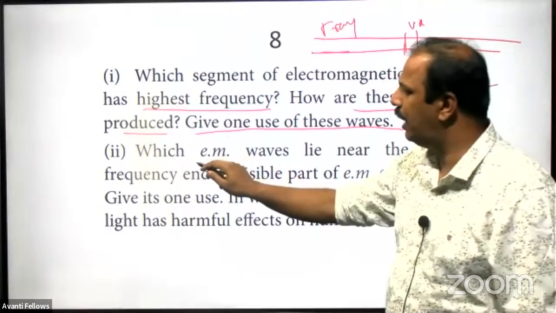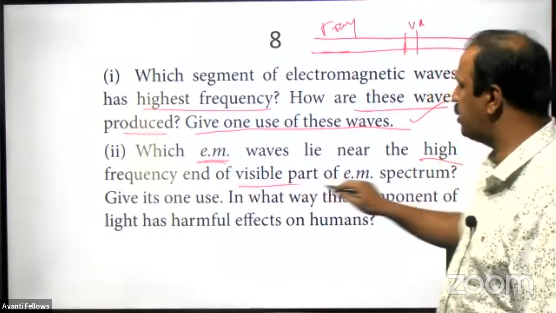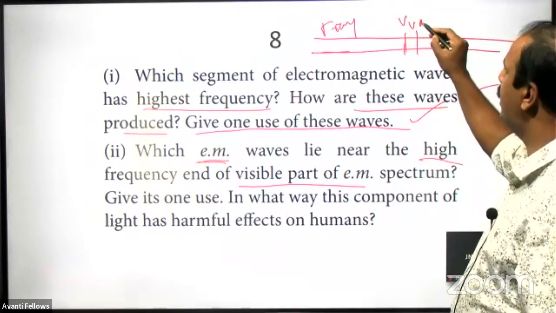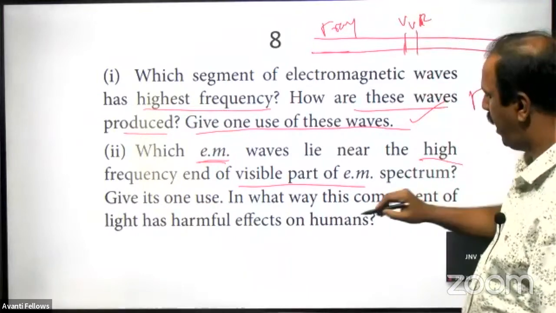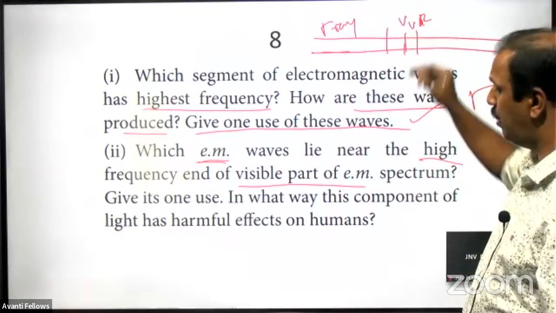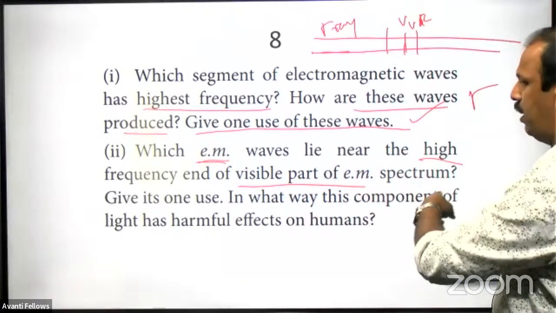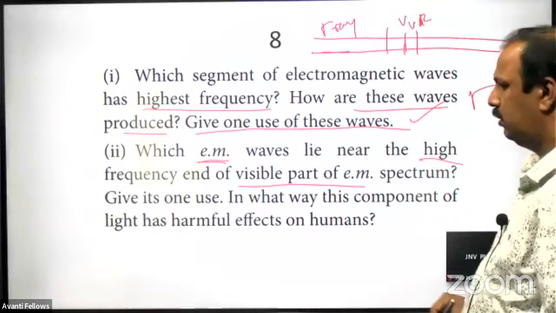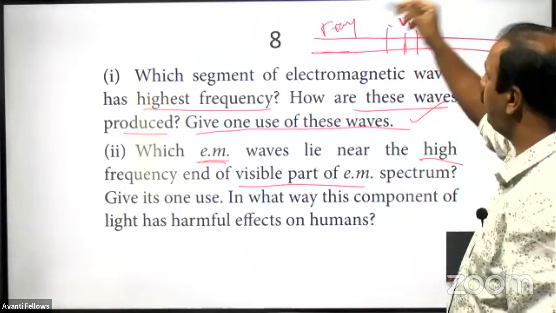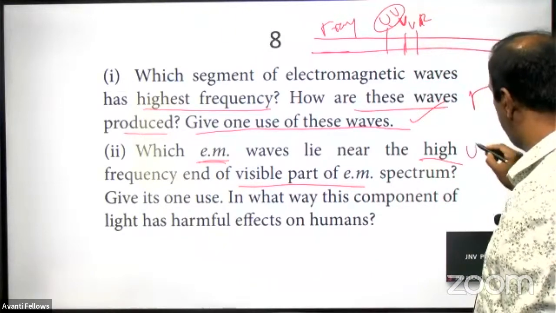Now the next one: which EM wave, meaning electromagnetic wave, lies near the high frequency end of the visible part of the spectrum? The visible spectrum is there. Here violet is there, and here red is there. Violet has the high frequency. So near to that, what is coming? That's the question. Near to violet means ultraviolet, more than violet. So UV radiation is coming here. UV is the answer.